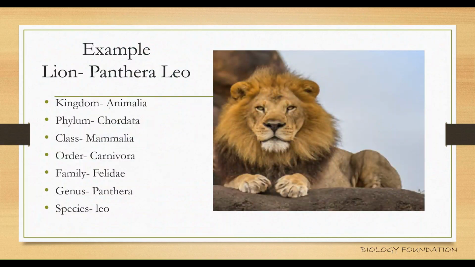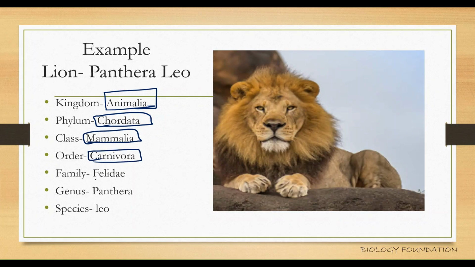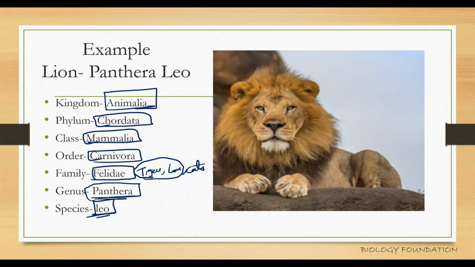Okay, lion belongs to animalia kingdom because it's an animal. It belongs to chordata. It's a mammal, mammalia. Belongs to the order Carnivora, and it belongs to the family Felidae. In the family Felidae, you have tigers, you have lions, and cats. But lions and tigers share even more similarities among themselves. That's the reason they are kept under the genus Panthera. But a lion has few unique characteristics that makes it a lion. Therefore, it belongs to the species leo.